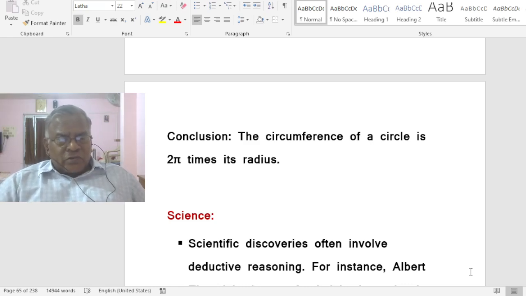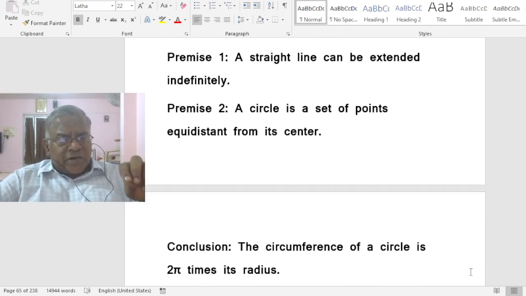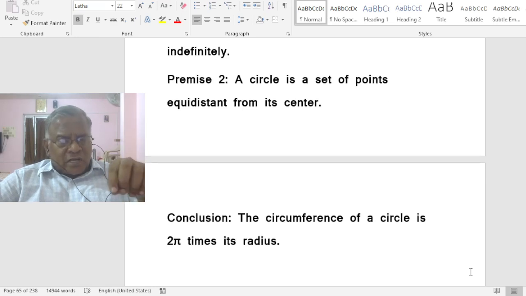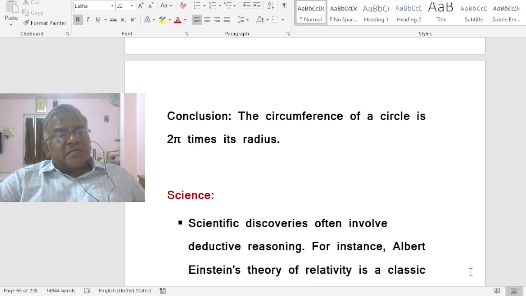I think you understood that, no? So it goes like this. A straight line can be extended indefinitely. In the circle also there is a line. A set of points equidistant from its center. So the circumference of the circle is 2 pi times its radius.